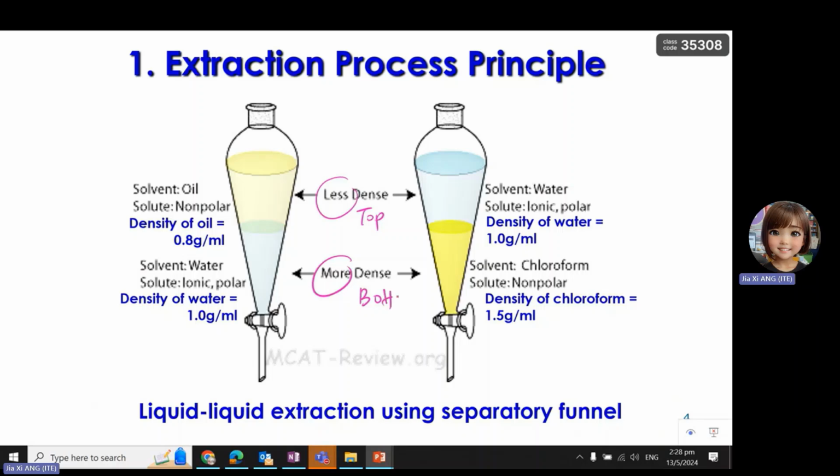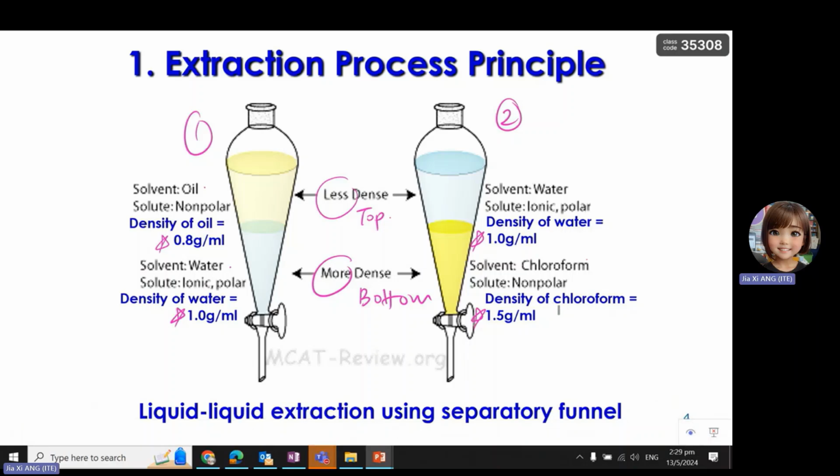the bottom layer. For example, in diagram 1, we have the solvent being oil, and the density is 0.8, whereas the other solvent is water and the density is 1. So we can see that from the density, oil being a lower density will be found at the top layer. Example 2, we have water as the solvent, density is 1, and chloroform as the other solvent, density 1.5. So with this, the water having lower density will be found at the top layer.